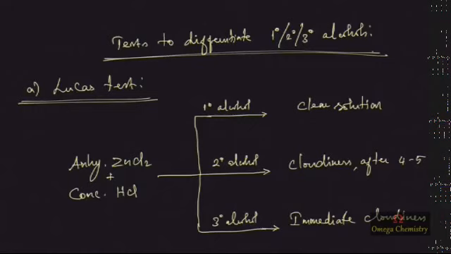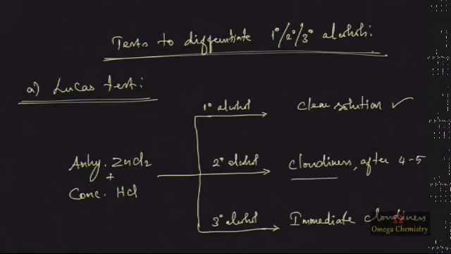So when primary alcohol is taken along with this Lucas reagent, it won't react with it at room temperature. That's why I will always get a clear solution. When I take secondary alcohol, due to the stability order of the intermediate carbocation, the cloudiness will appear after 4 to 5 minutes, after some time.